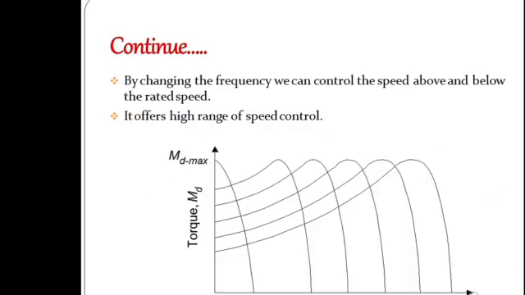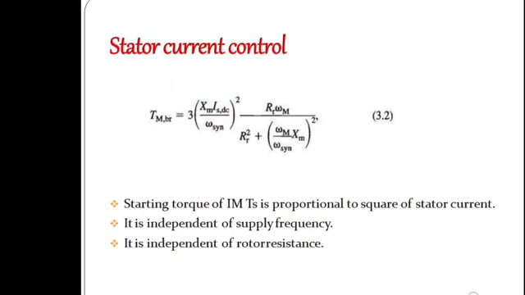By changing the frequency, we can control the speed above and below the rated speed. It offers a high range of speed control. That is, we can draw the graph between stator frequency and the torque. You will have the maximum speed, and you will have the ratio speeds, which have been split into five different types of graphs.